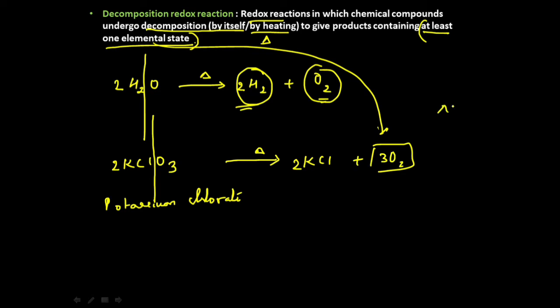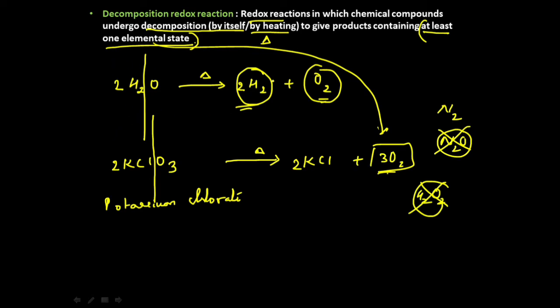Oxygen, see, nitrogen is an elemental state of nitrogen. N2 is also the elemental state of nitrogen. If nitrogen combines with any other compound, this is not the elemental state of nitrogen. If oxygen combines with any other molecule, then this is not an elementary form of any element. So when a molecule undergoes decomposition to give at least one elemental state, that is known as a decomposition reaction.